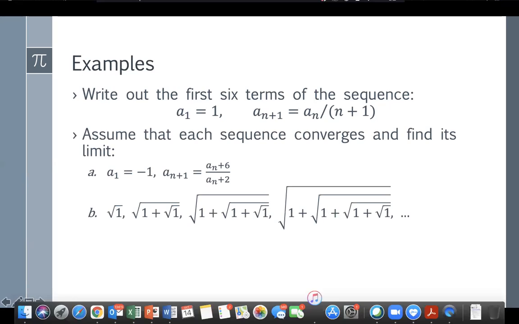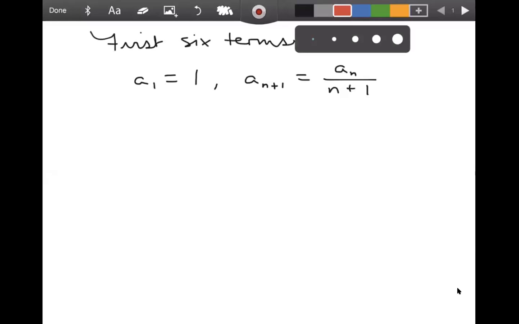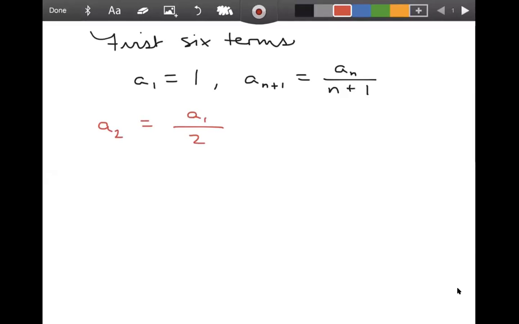And we'll look at this first example where we are finding the first 6 terms of the sequence. First 6 terms. All right, well, the first term is given. The first term is 1. So now we have to find a sub 2. So using the recursion formula, a sub 2 is equal to a sub 1 divided by n plus 1. So in this case, n is 1. So that would be divided by 2. Since a1 is equal to 1, that means a2 is 1/2.